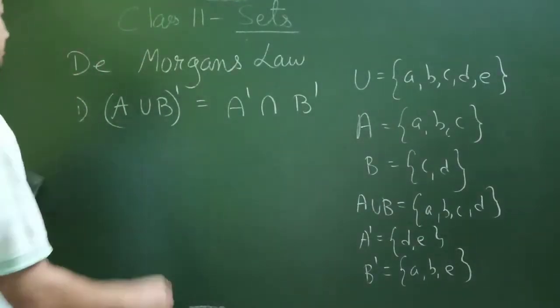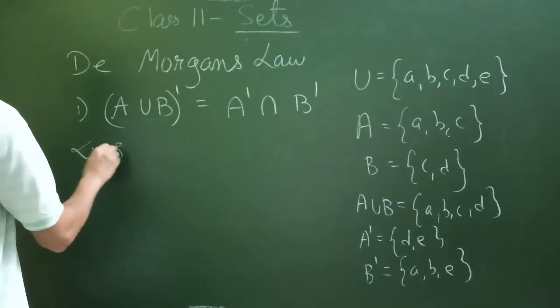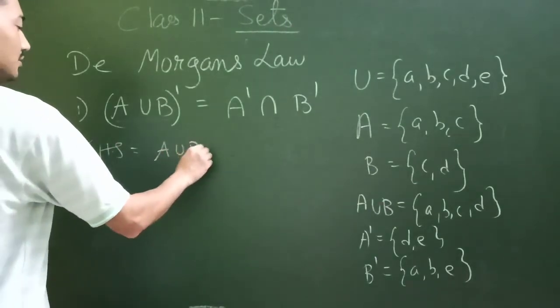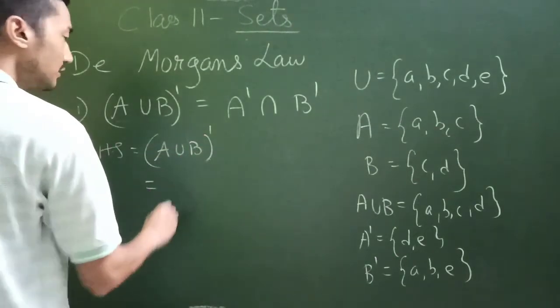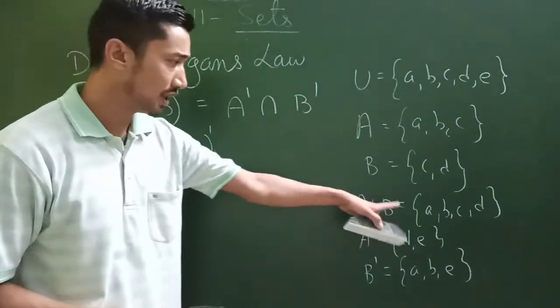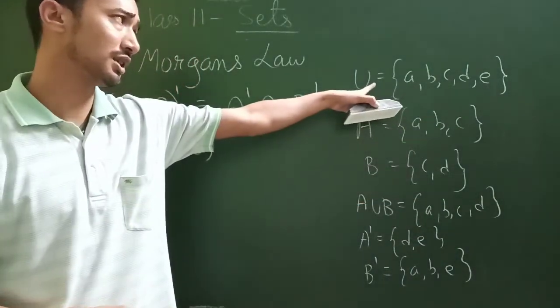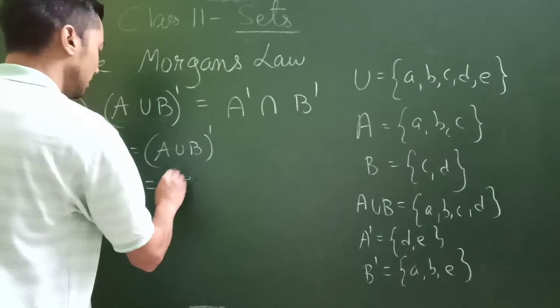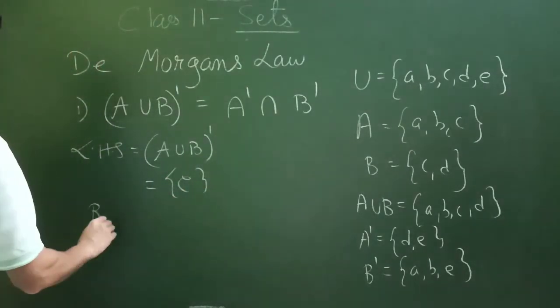Now let's prove, maybe the left hand side. I'll approach it systematically. So (A union B) complement. A, B, C, D complement, universal set complement: E. Okay, we have only E. Done.